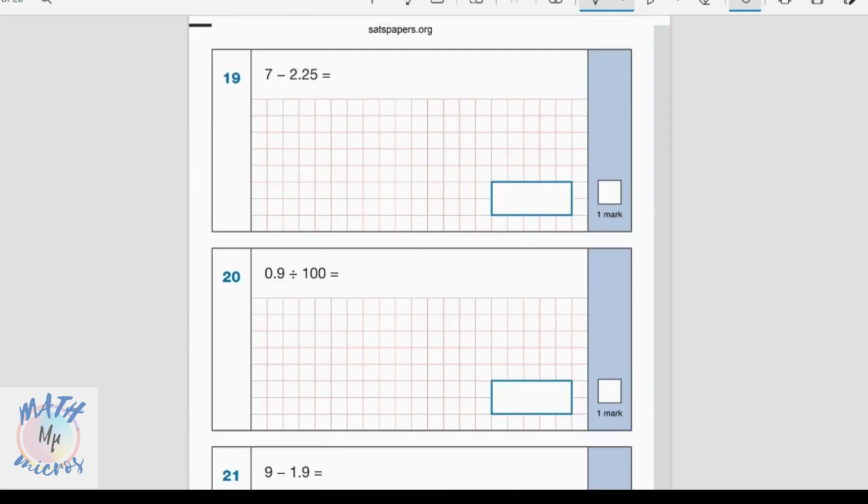7 minus 2.25. So this is basically a decimal subtraction. So you need to align the decimals properly. So when you align, you have 7.00 minus 2.25. So since this is 0, I'm going to make this take away. This becomes 9 and this becomes 1. Alright. So 10 minus 5 is 5 and then 9 minus 2 is 7. 6 minus 2 is 4. So the answer is 4.75.